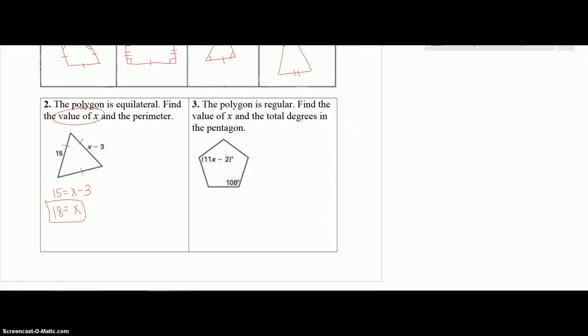Part 2 of your problem said find the perimeter. Now you actually don't even have to have the value of x to find the perimeter because we know that one side is 15. So we have a 3-sided figure, so the perimeter would be 15 plus 15 plus 15. So your perimeter is 45 units.